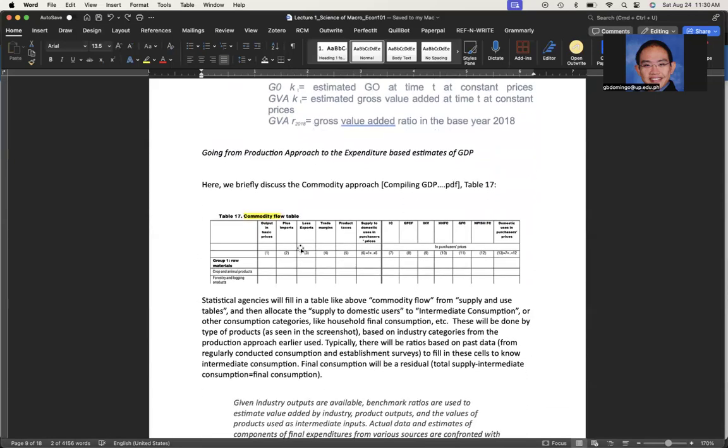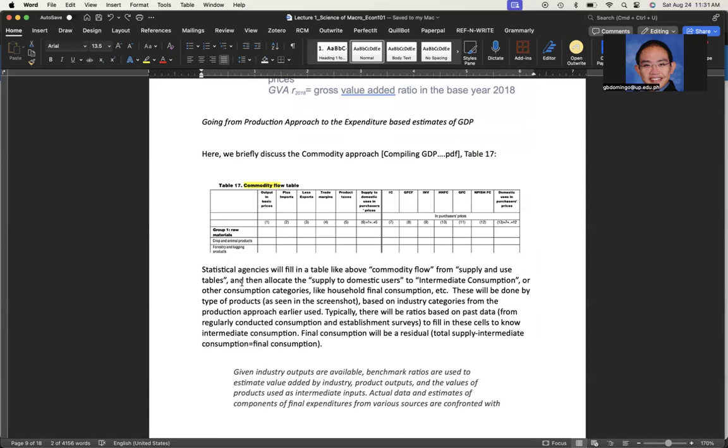All right. A simple note, going from production to the expenditure-based estimates. So in this one, we briefly discuss, and this is a fairly complex topic, the commodity approach. Once you're able to calculate at the industry level, you've got the different industries as rows, you are able to use the commodity approach and what are called supply and use tables or input-output tables from the PSA to then allocate that supply to consumption, to domestic users, and to intermediate consumption.